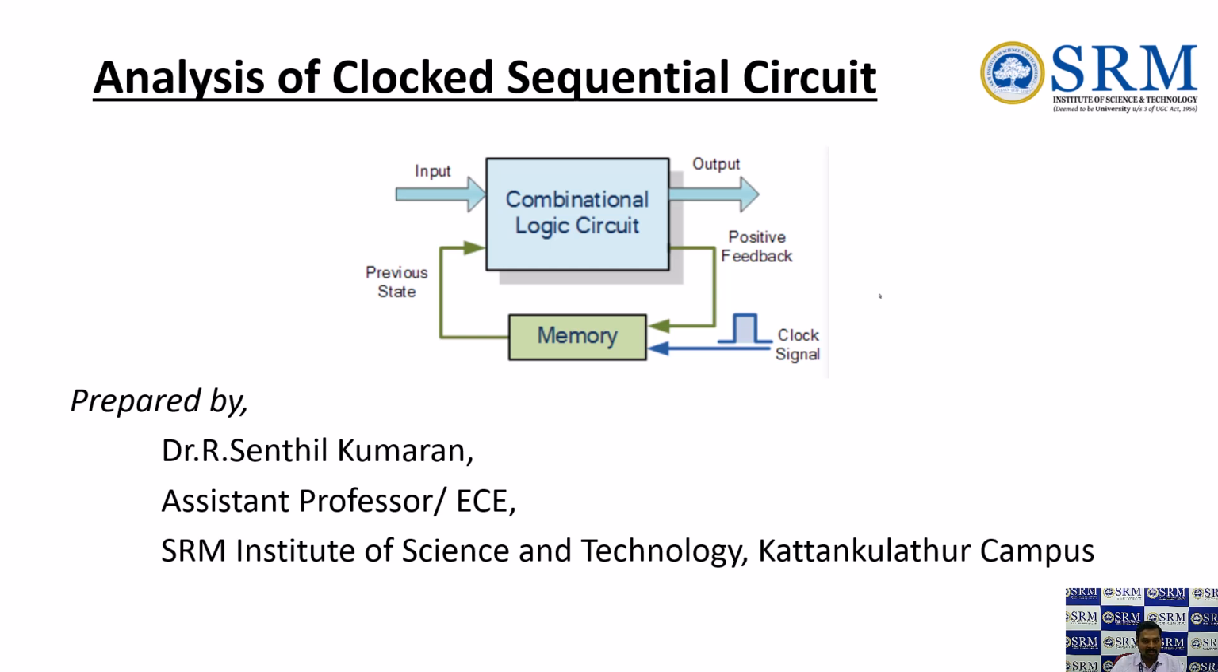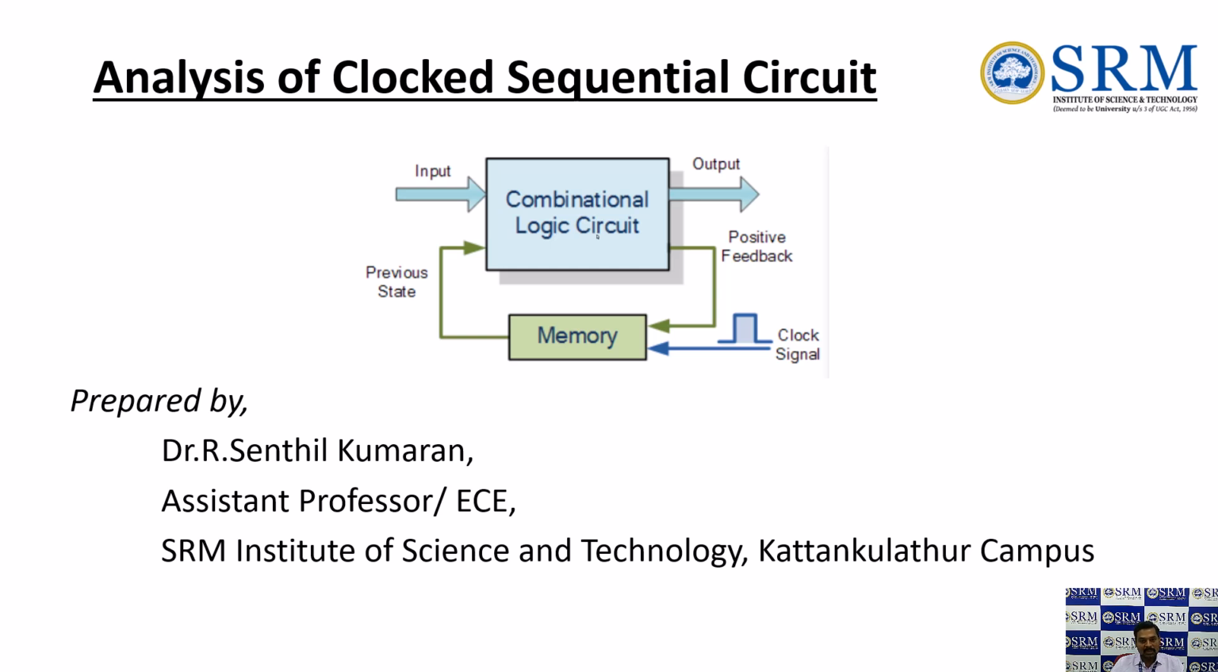Suppose a sequential circuit is given. The diagram indicates it has a memory part, right? Specifically, it is given as a clocked sequential circuit. You can see the diagram; in the first page diagram, we had a combinational circuit. What is an example of a combinational logic circuit? It is nothing but a simple half adder, full adder, half subtractor, or full subtractor, which doesn't have a memory part, right?